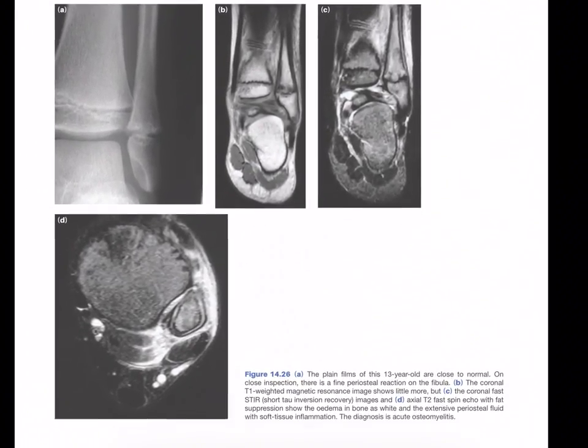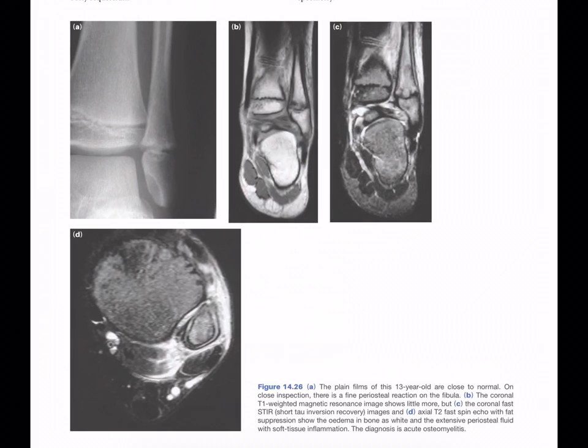So this is Figure 14.26. In image A, the plain film of this 13-year-old is close to normal. On close inspection, there is a fine periosteal reaction on the fibula. In the B image, the coronal T1 weighted magnetic resonance image shows little more, but in the C, the coronal fast STIR, short tau inversion recovery image, and D, axial T2 fast spin echo with fat separation, show the edema in bone as white and the extensive periosteal fluid with tissue inflammation. The diagnosis is acute osteomyelitis.